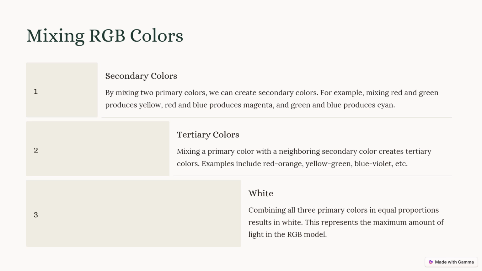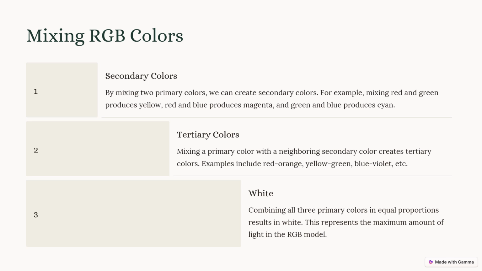Mixing RGB colors: secondary colors, ternary colors, and white. By mixing two primary colors we can create secondary colors. For example, mixing red and green produces yellow, red and blue produces magenta, and green and blue produces cyan. For ternary colors, mixing a primary color with a neighboring secondary color creates a ternary color. Examples include red-orange, yellow-green, and blue-violet.